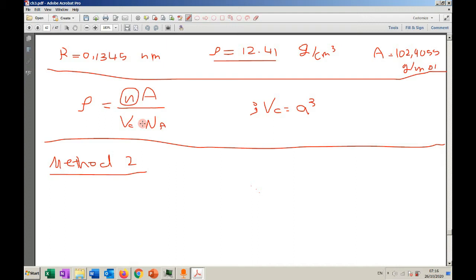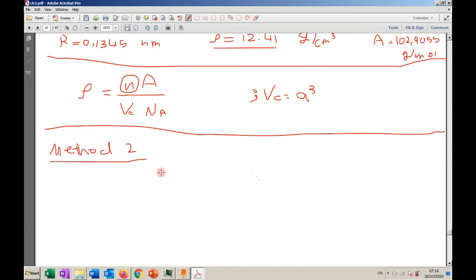It's one of the good approaches here to find n. Why? Because the number you find, let's say 1.999, you know that's equal to 2. There is nothing confusing there, because the number will come close to the integer numbers that we know: 1 for simple cubic, 2 for BCC, 4 for FCC, 6 for hexagonal. So let's see how we're dealing with this one.